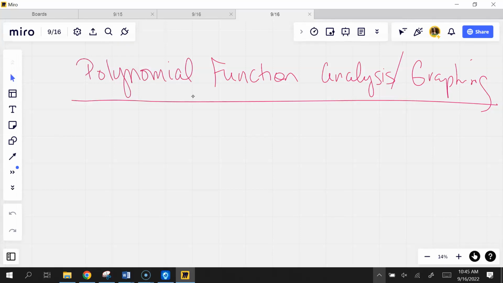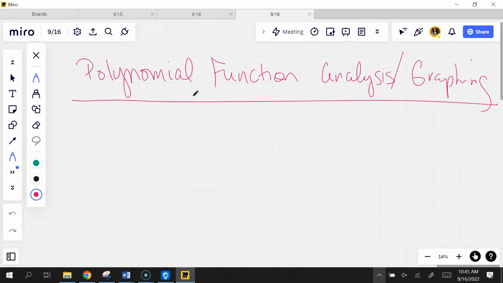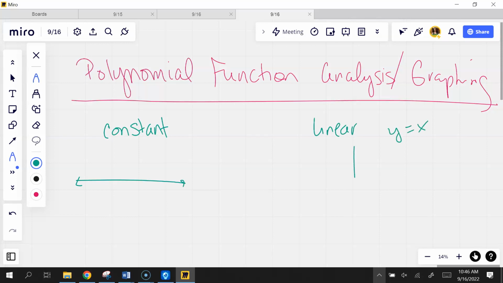All right. So the parent functions you already know. Constant. What does the graph of a constant look like? It's just straight. Horizontally straight, right? How about linear? What's the parent graph look like? Somebody said diagonal. You're exactly right. (0, 0), (1, 1), (-1, -1), and it's just a straight line through.